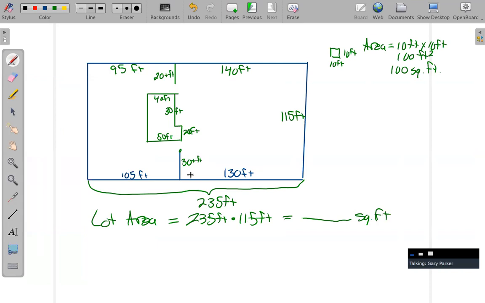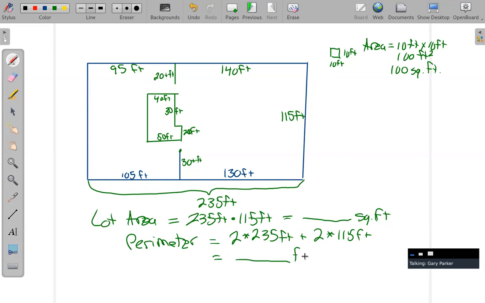And as far as the perimeter, well, you've got 235 here and 235 there and 115 and 115. So the perimeter would be 2 lengths of 235 and 2 lengths of 115 feet. Oops, feet. So whip that out on your calculator to get the total perimeter of the whole lot.